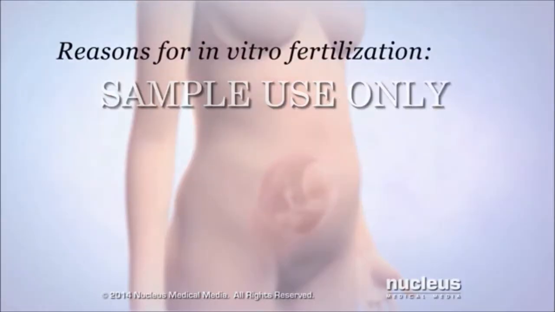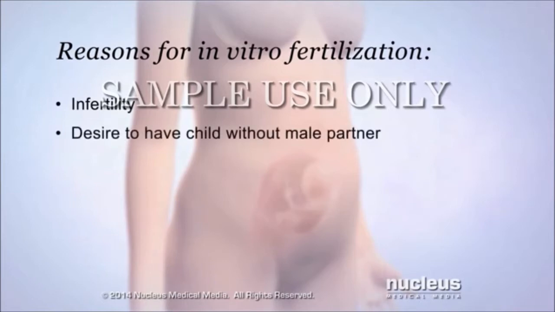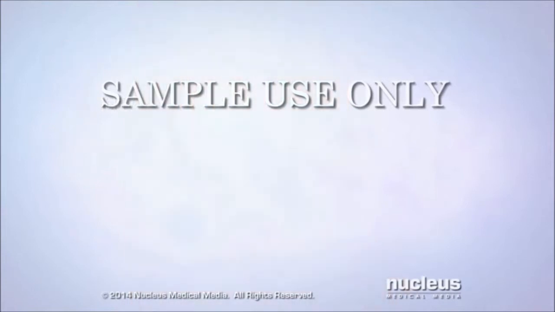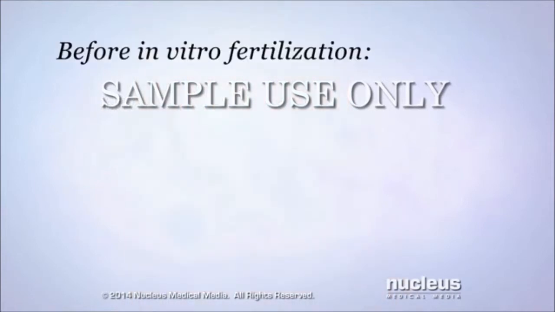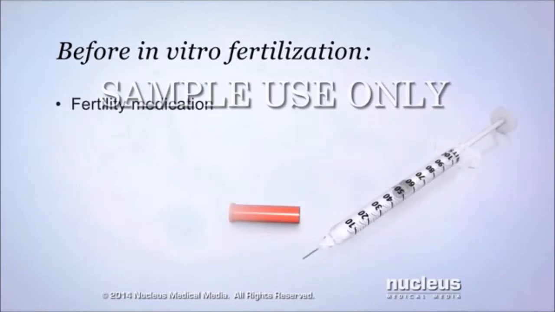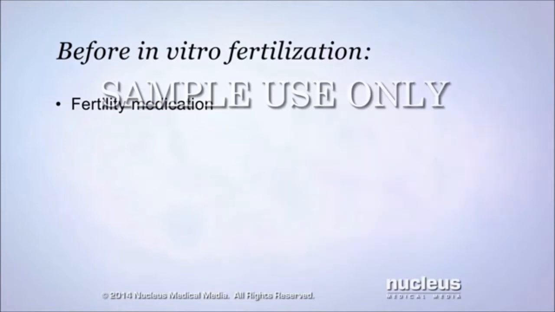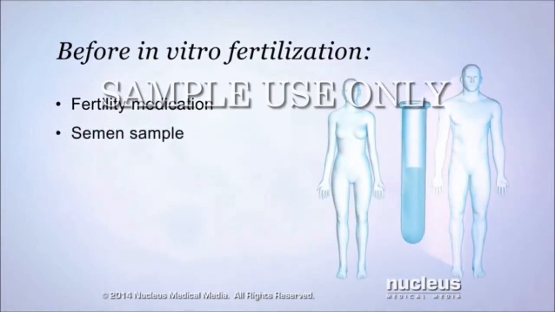In vitro fertilization may be performed if a woman has been having trouble getting pregnant, a condition known as infertility, or it may be done if a woman wants to have a child without a male partner. Before in vitro fertilization, a woman will receive fertility medication that causes more than one egg to grow and mature in the ovaries. A man will provide a semen sample so that the healthiest sperm can be collected for fertilization.